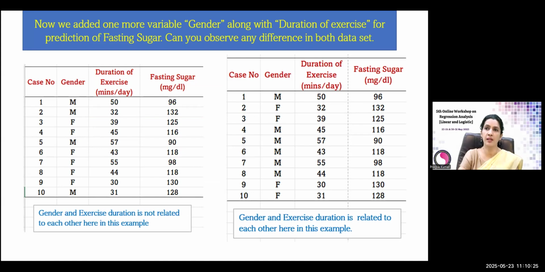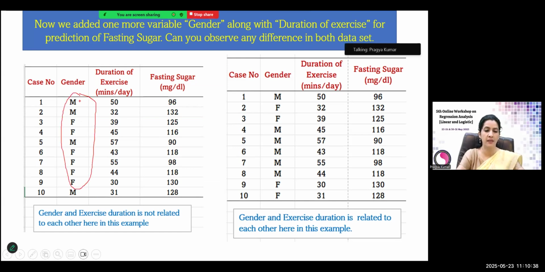Now, we have added one more variable in the previous one. In the duration of exercise, I have added gender also. So now you will see that we have another variable, which is male and female. In this case, whether male is exercising for 50 minutes or 32 minutes, the gender and exercise are not related to each other. Why? Because female is exercising for 39 minutes also, and female is exercising for 55 minutes also. So in this data set, we can say that gender is not related to the exercise duration.